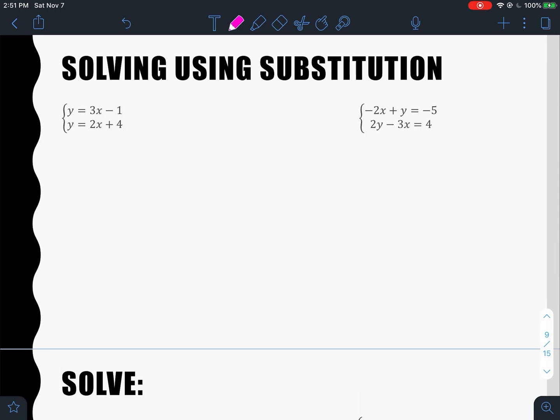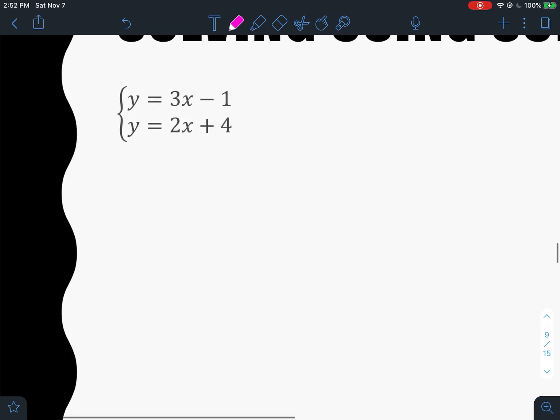All right, let's solve the following using substitution. We have y is equal to 3x minus 1 and y is equal to 2x plus 4. So again, in order to solve using substitution, one of the equations needs to say y equals or x equals. So the y or the x needs to be by itself. Well, in the first example, they're both by themselves.